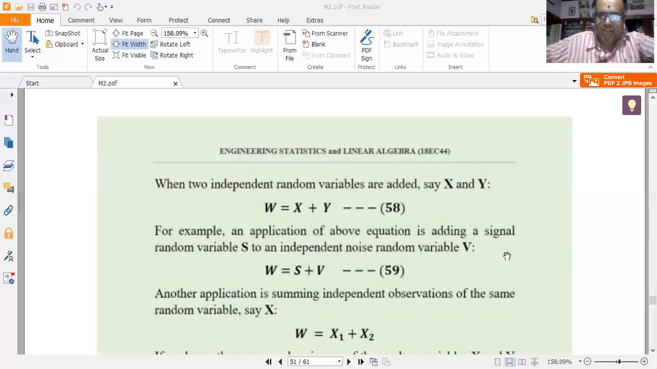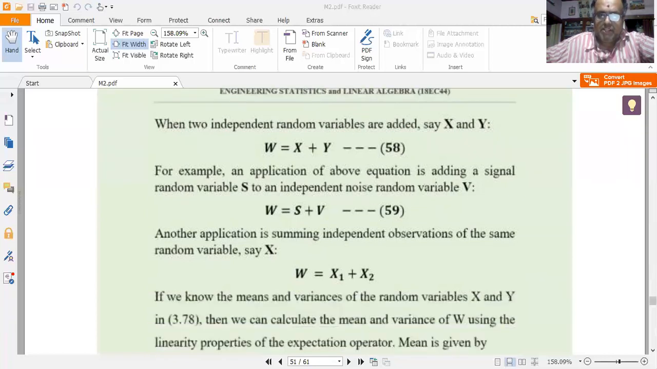So we have a signal random variable capital S with independent noise random variable V. I denote the sum of S and V as capital W. So W is equal to S plus V. Call it equation 59.